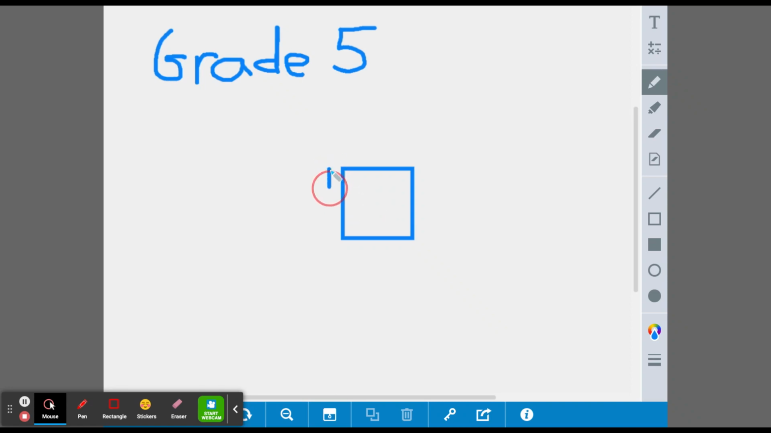So we have the perimeter, and students are learning that we need to add all the sides together to equal the perimeter. So if each side was 2 centimeters, and then we add all four sides together or times it by 4, we would get the perimeter of the square, which would equal 8 centimeters.